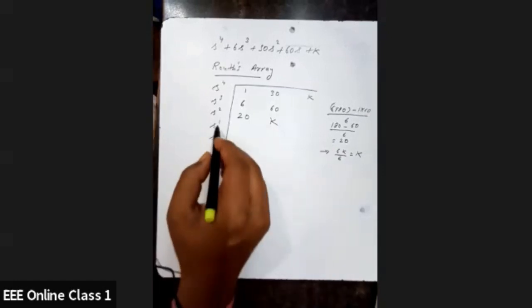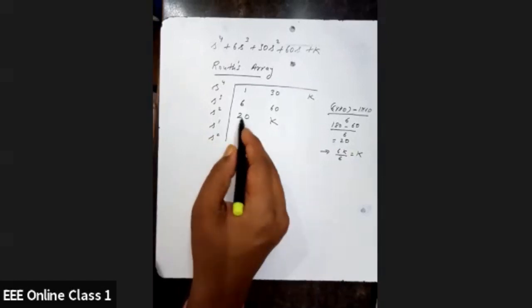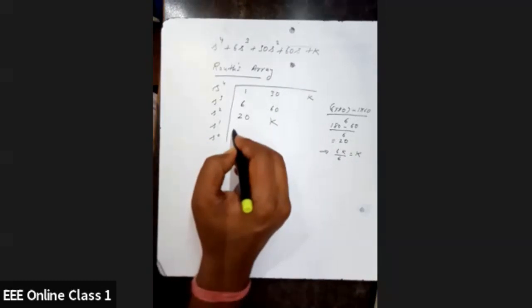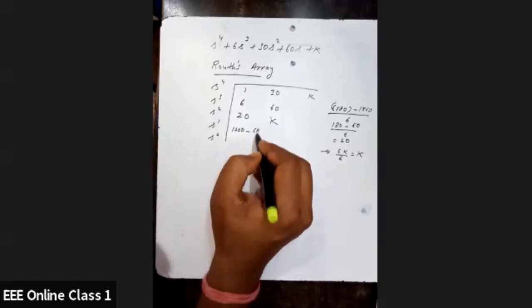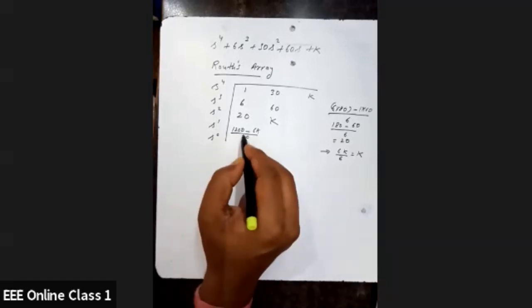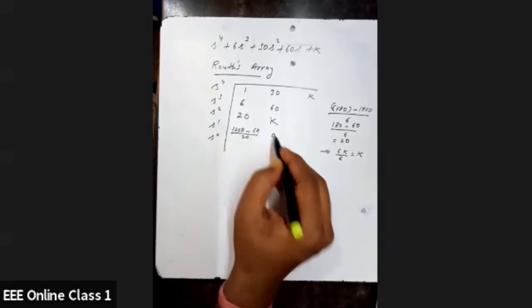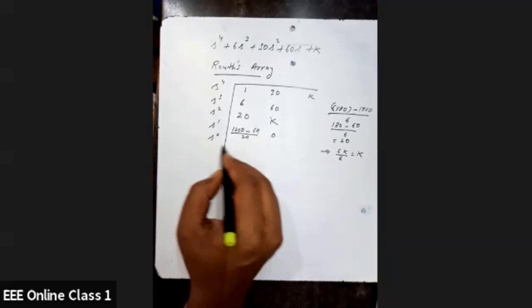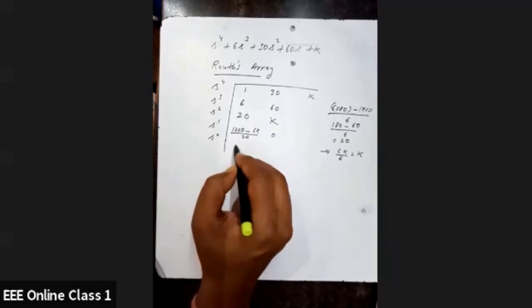Now let us find the first element of S1 row. 20 into 60 minus 6K divided by 20. This is the first element of S1 row. This is 0. Let us find out the first element of S0. So this into this divided by this will give me K. So this is how we have to fill Routh's array.